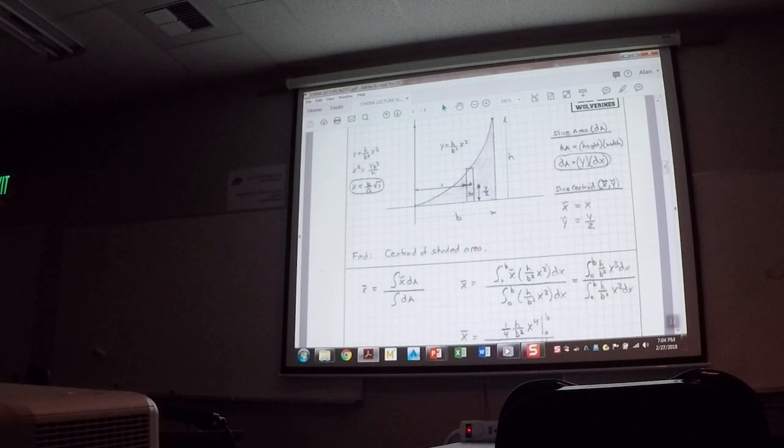So I could rewrite this little slice of area as equal to the y height of the box times the width of the box. I could relate that y to x and have everything in x, couldn't I? Well, anyways, so the little piece of area is going to be equal to. Let's see here. What did I do?